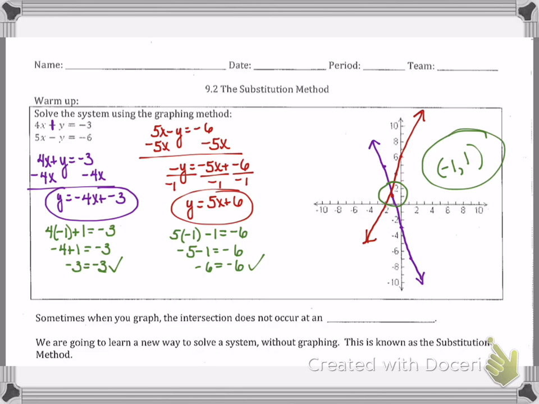If you think about it, though, solutions don't have to be pretty numbers, and they don't have to be pretty coordinate plane ordered pairs. So sometimes when you graph, the intersection does not occur at an integer. It doesn't occur at something pretty like -1, 1. Maybe we'd look at an ordered pair like 2, -3/4. That would be difficult to see on a graph. So today we're going to talk about the substitution method, which doesn't involve a graph, which allows you to get those less than desirable coordinate plane ordered pairs.